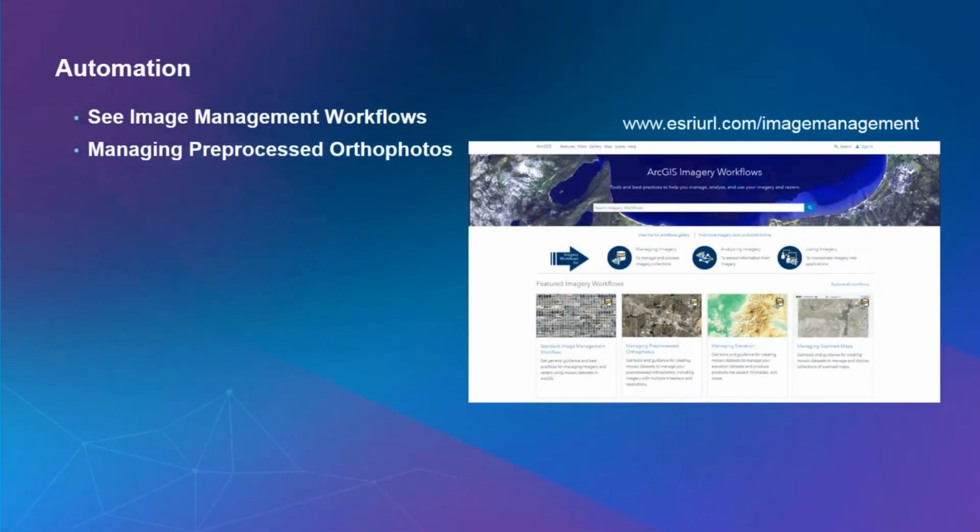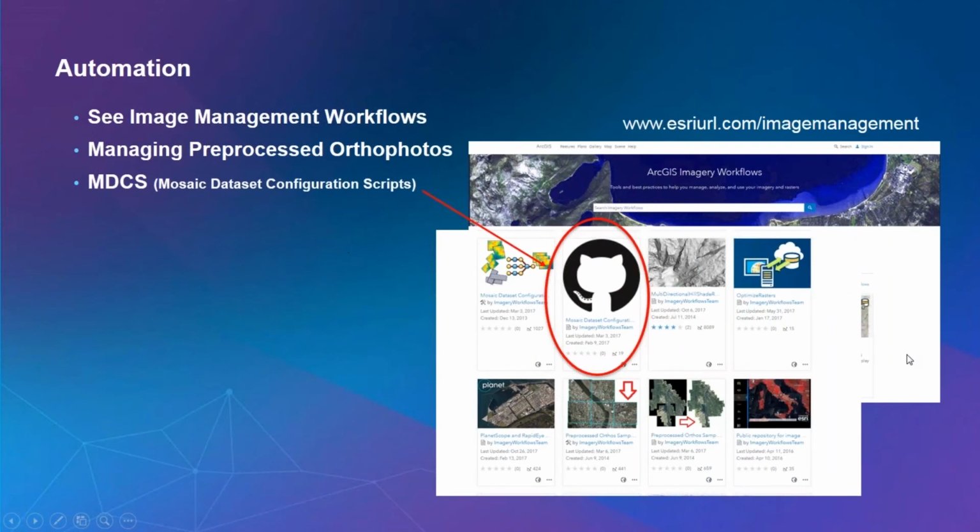So for the automation of this, there are a lot of different things that can be done automatically. In the documents, I talked about how to do it manually. There are a lot of ways that these workflows can be automated. There's a lot of resources. If you go to this URL, you can find resources about managing imagery, and there's also a workflow specifically for pre-processed orthos you can have a look at.